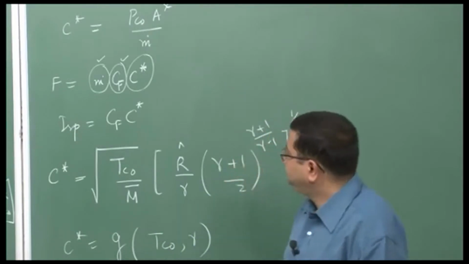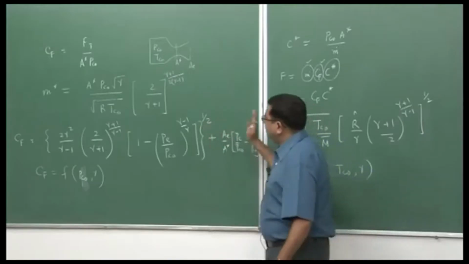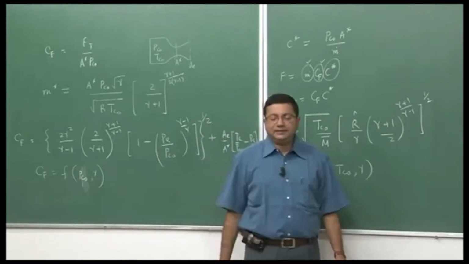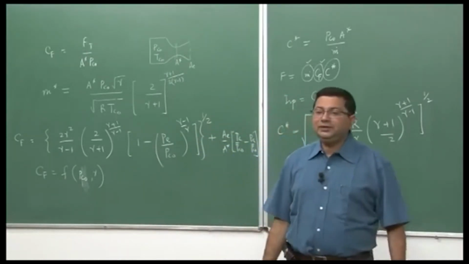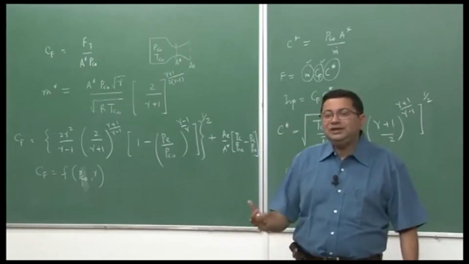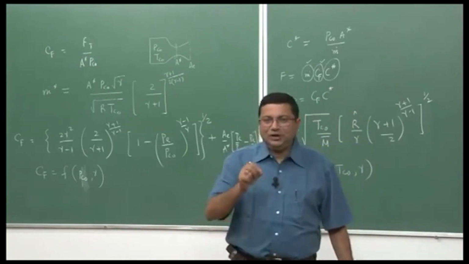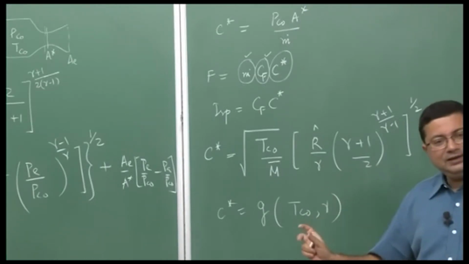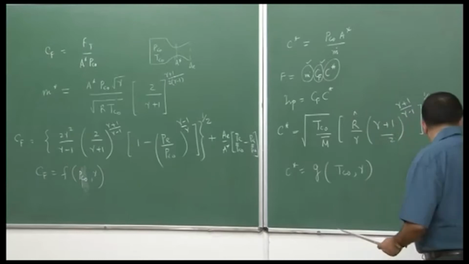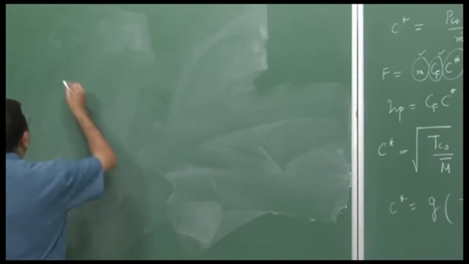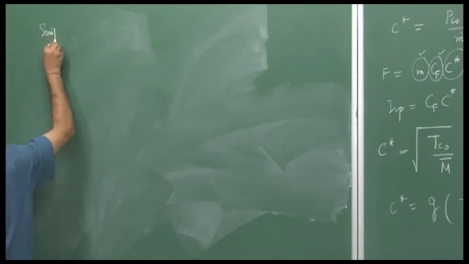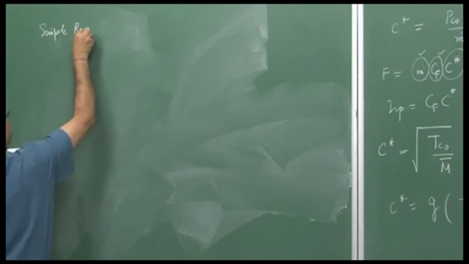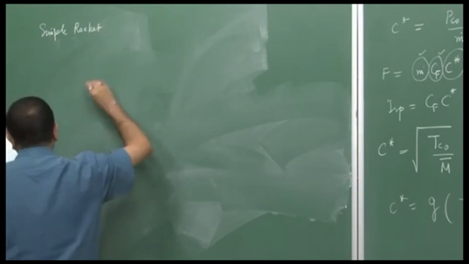Now, this discussion where we have defined Cf and C star will allow us to attempt design of rockets. So, that is what we are going to talk next: simple rocket chamber, thrust chamber design, nozzle design, and then I will solve a problem today on that. Let us now look at the simple rocket thrust chamber.